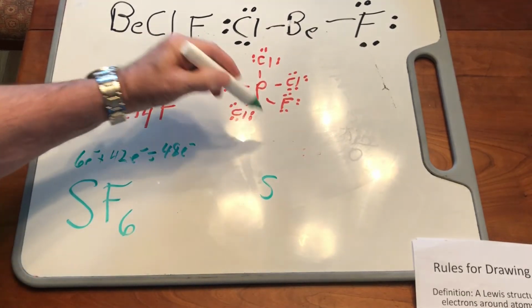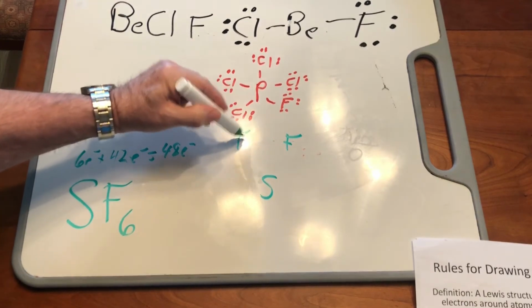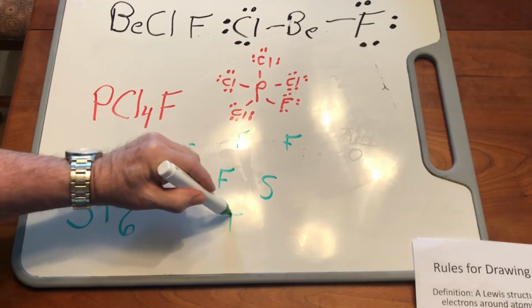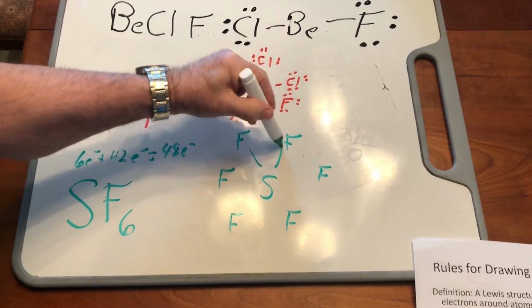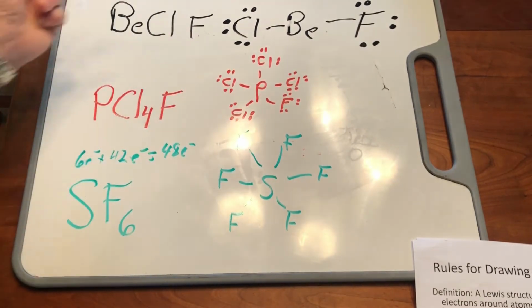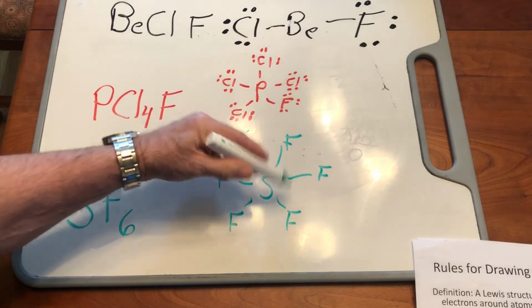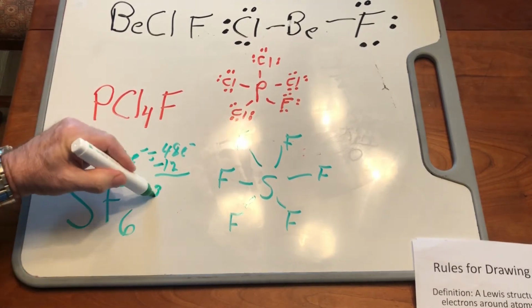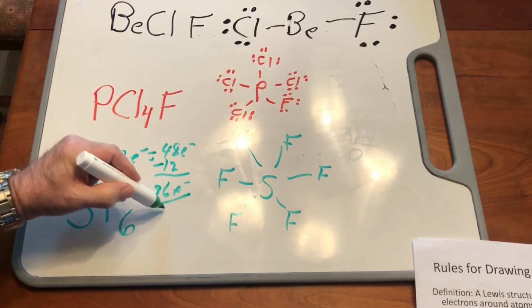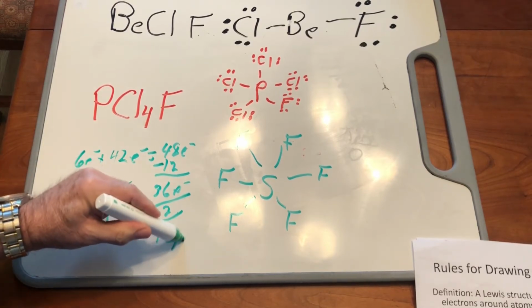Sulfur goes in the middle. Arrange the fluorines around it. Make that 6, connect them up. Okay, so that takes 2, 4, 6, 8, 10, 12. So knock off 12. That leaves us with 36 electrons. Divide by 2, that's 18 pairs.